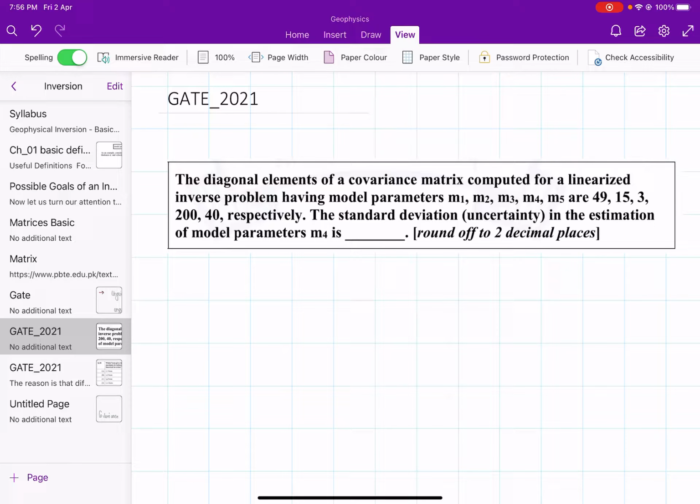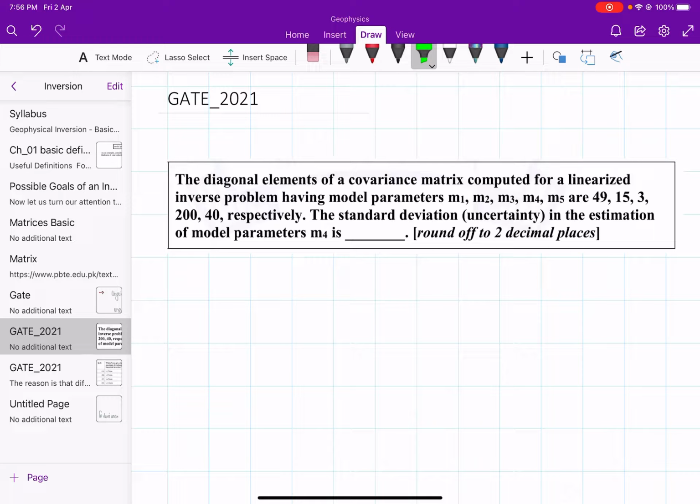In this video, I am going to solve a few problems based on inverse theory, and the questions are from GATE 2021. The first problem is: the diagonal elements of a covariance matrix computed for a linearized inverse problem having model parameters m1, m2, m3 and m4 are 49, 15, 3, 240 respectively. The standard deviation, that is the uncertainty in the estimation of model parameter m4, is? So we have to find out the uncertainty of model parameter m4.